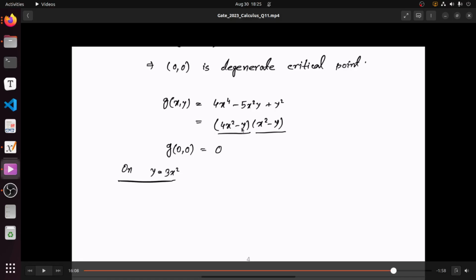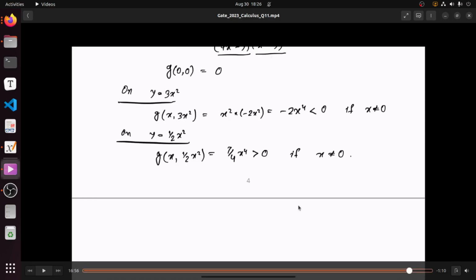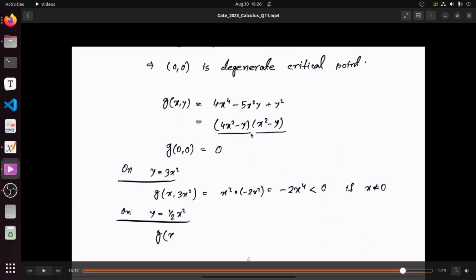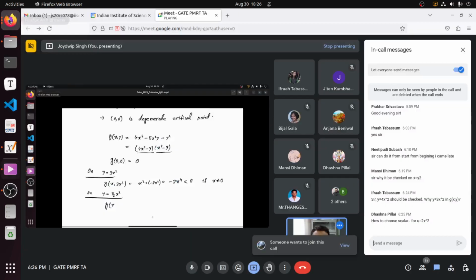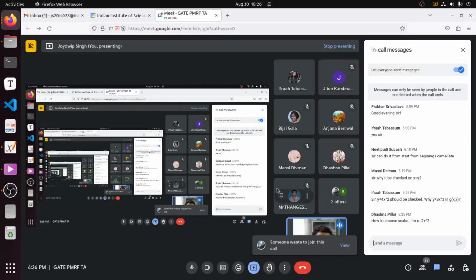So if you choose y equals 3x square, then the first factor will be positive, but the second factor will be negative. So that's why I have chosen 3x square. You can choose any value between 1 and 4, right? It will work. And for the other, how to make it positive? X is non-zero. So to make it positive, I have chosen half x square, so that both factors become positive, right? So you can choose anything like 1 by 3 or less than 1. You can choose some scalars. Do you get it? Okay.